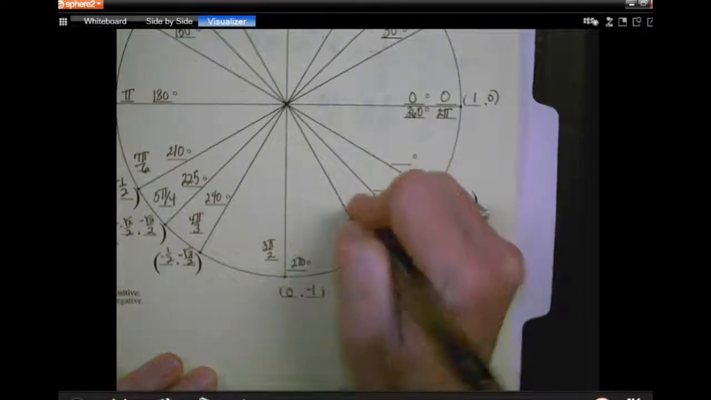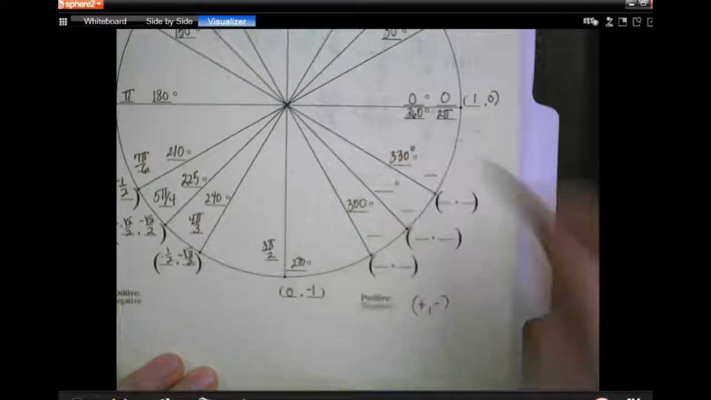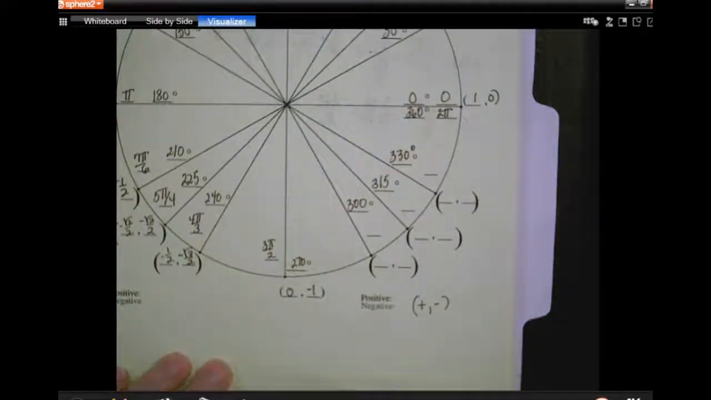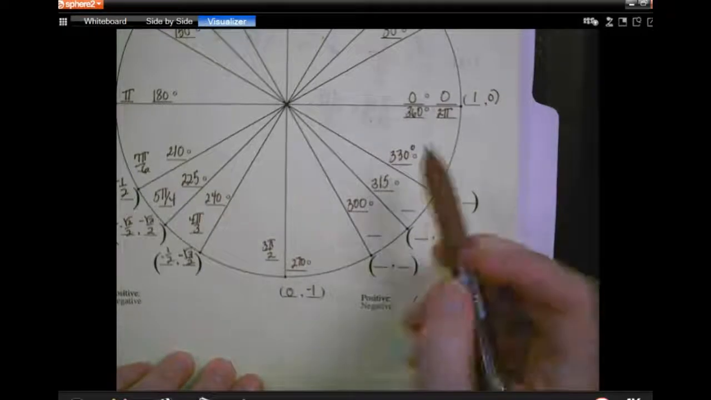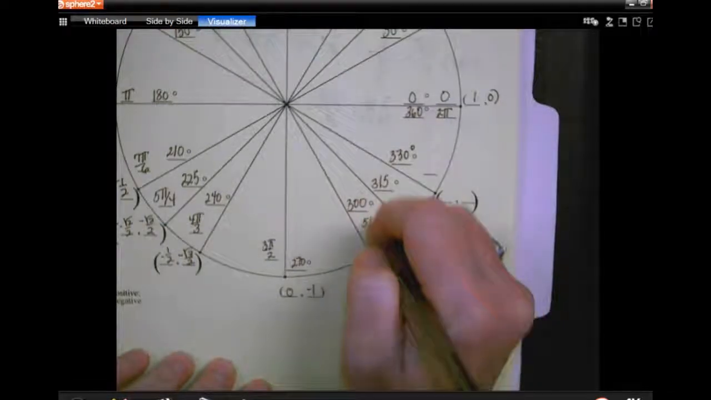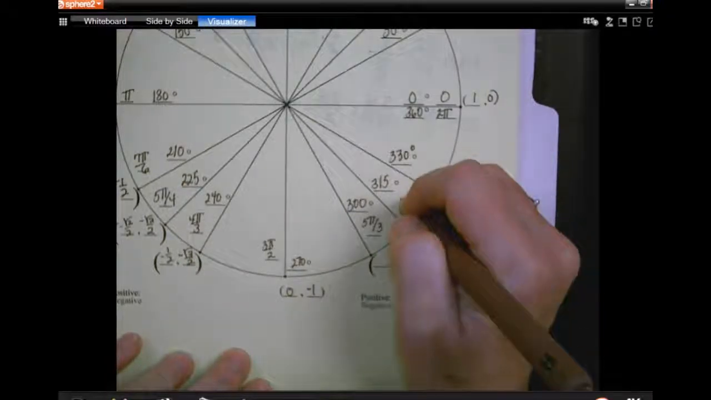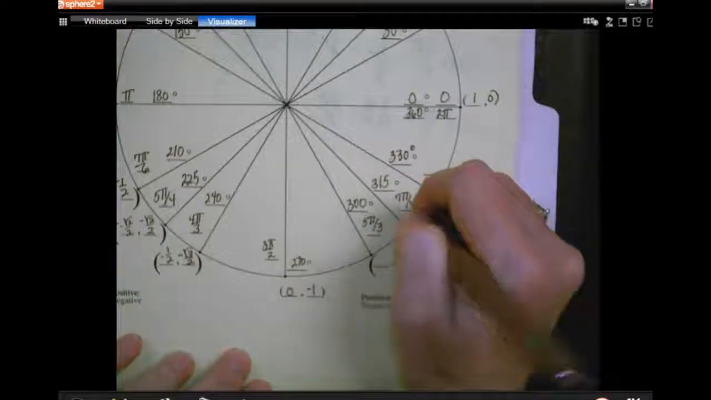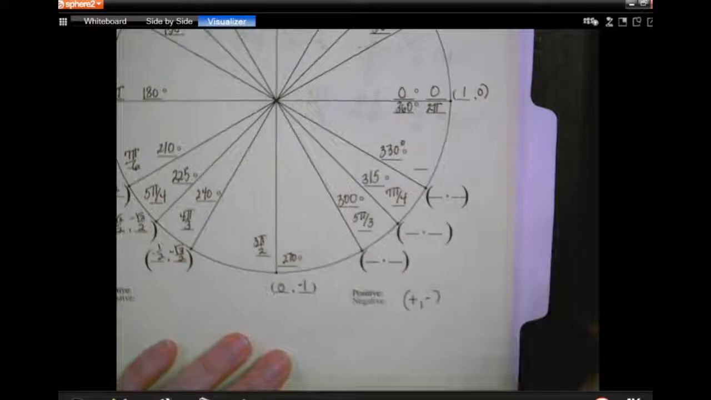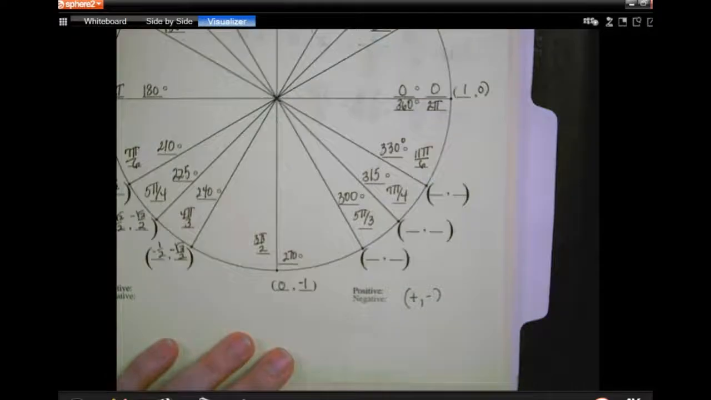So if I add 30, I get 300. If I subtract 30, I get 330. If I add 15, I get 315. So 300 is how many 60s? So 5 pi over 3. 315 is how many pi over 4s? 7 pi over 4. 330 is how many 30s? 11 pi over 6. Wait, how much is 315?